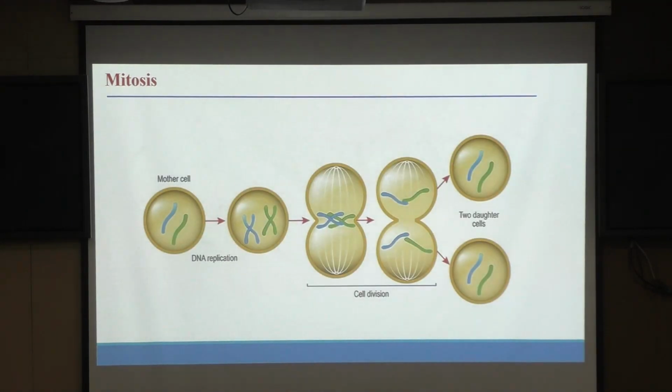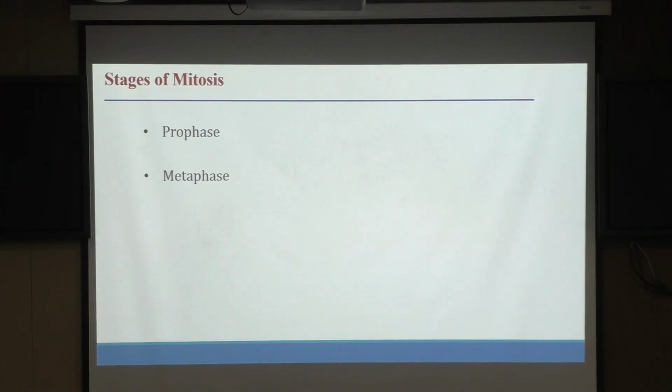As you mentioned, these are the stages. First it will start with DNA replication or duplication. Then there will be cell division. So finally you will end up in two daughter cells. Fine. The stages include prophase, metaphase, anaphase, and then telophase. And the last stage will be the cytokinesis, where there is a division of cytoplasm. Okay, fine.